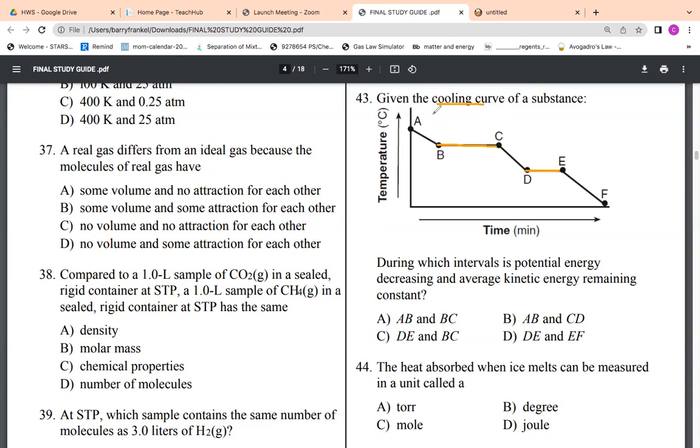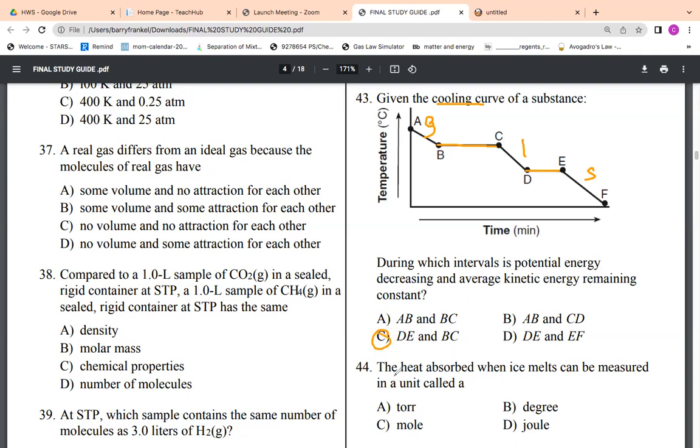Again, in a cooling curve, you're going from a gas to a liquid to a solid. So if you're going from a gas to a liquid or a liquid to a solid, you are giving these particles less room to move around. This means less potential energy. All right. So this is why potential energy goes down in a cooling curve. So we want to go with choice BC and DE. So we're going to go with choice C.